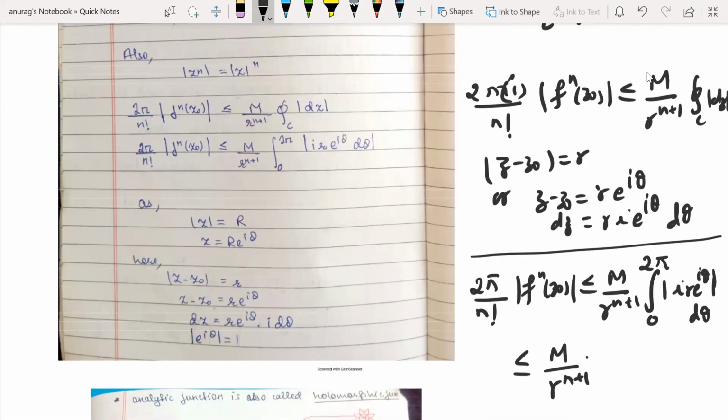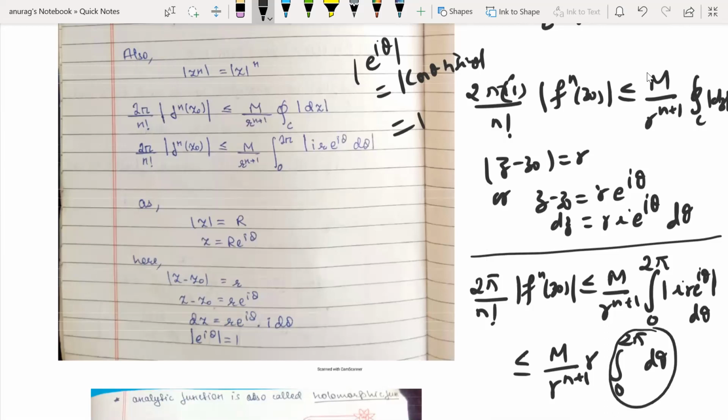The magnitude of i is 1, and r we can take outside. The mod of e to the power i theta is also 1, because this is equal to cos theta plus i sin theta, so its magnitude is 1 only. So it will become the integral from 0 to 2π of d theta. Why does mod d theta become d theta? Because theta is positive, so the mod will become a positive value.